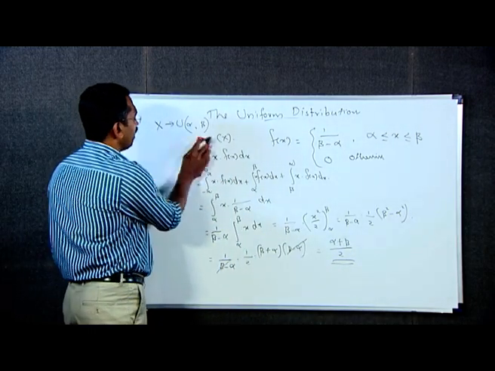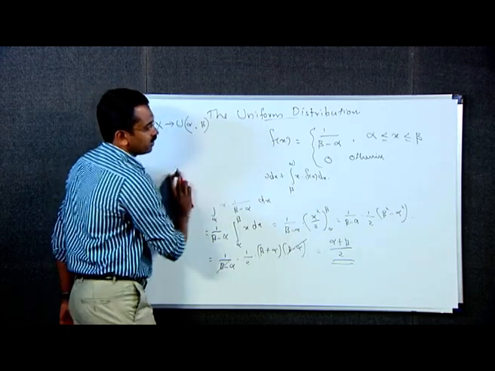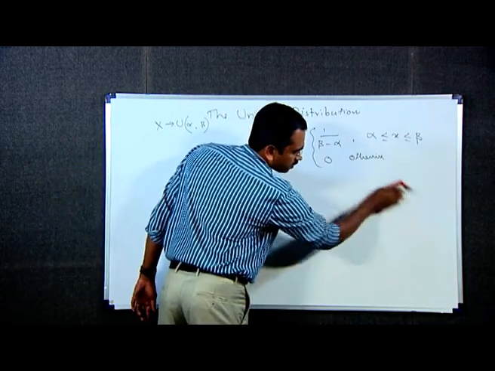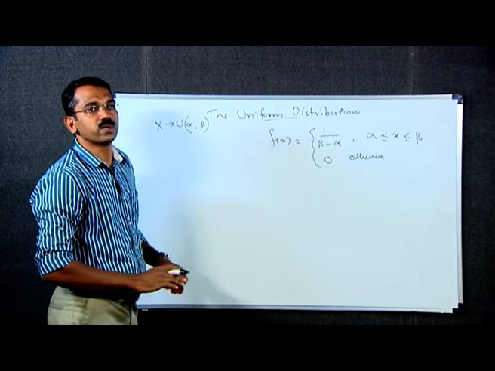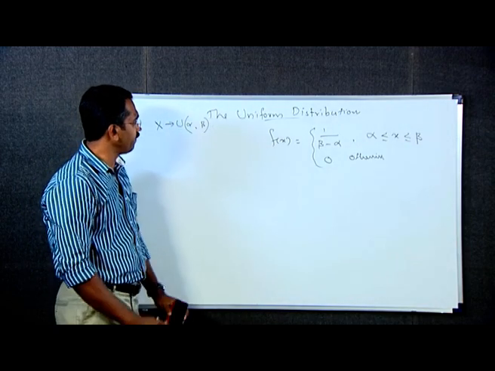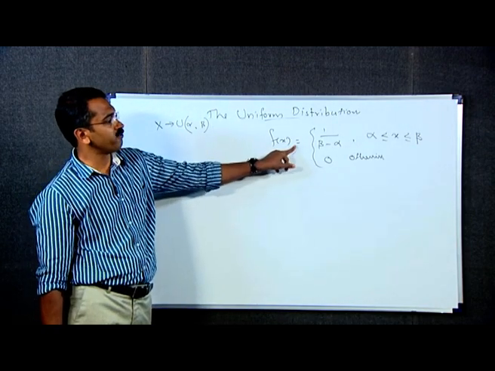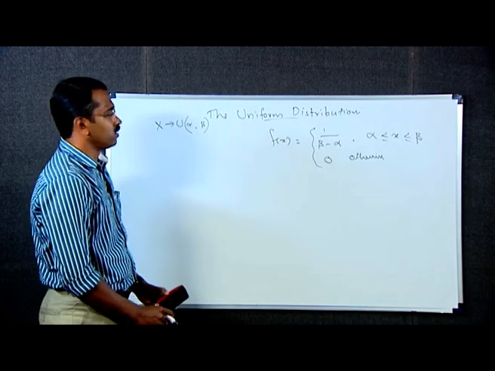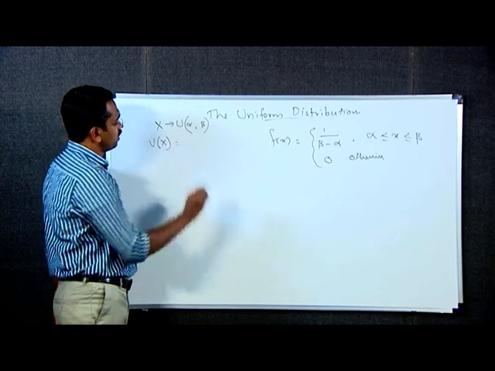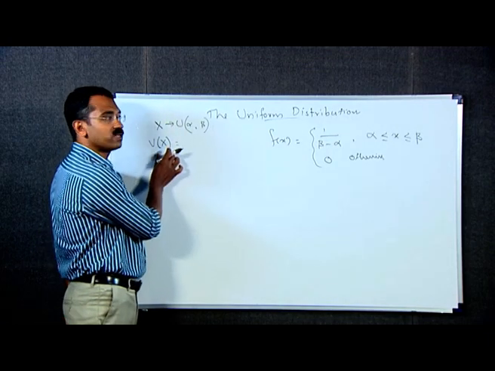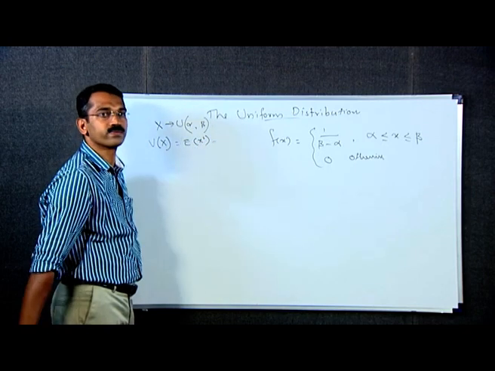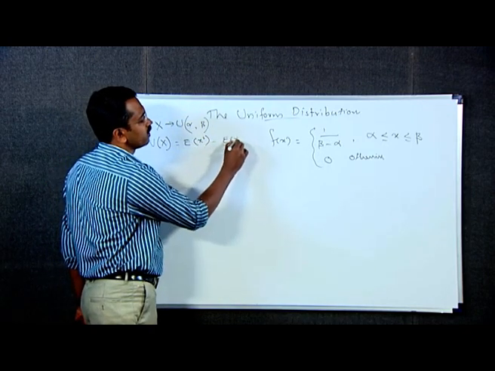Now, we have to find the variance of uniform distribution. Consider a random variable capital X having the uniform distribution with parameters alpha and beta, and the corresponding PDF is f of x equal to this. Now, by the definition of variance, in terms of expectation, we can write the definition of variance of x as expectation of x square minus expectation of x the whole square.